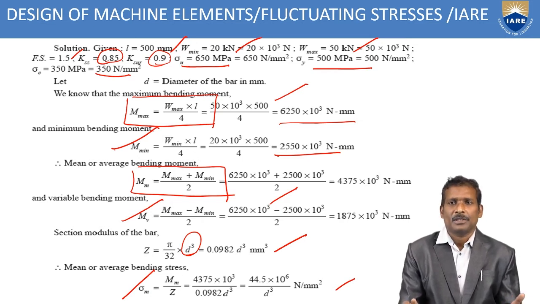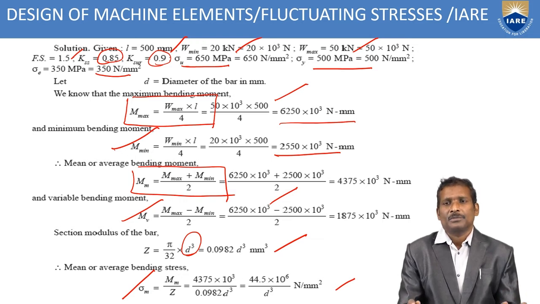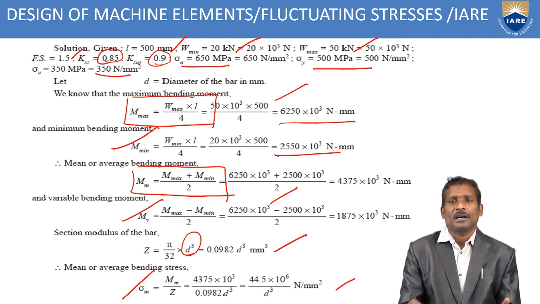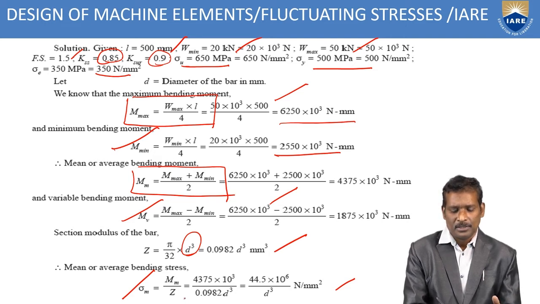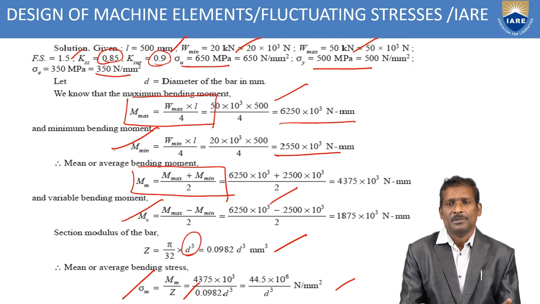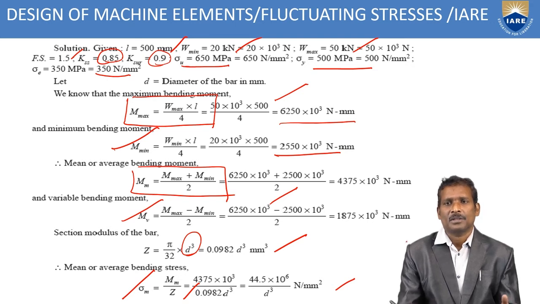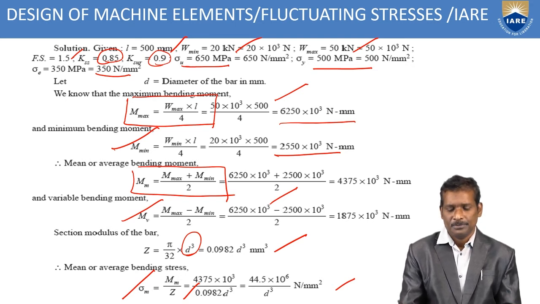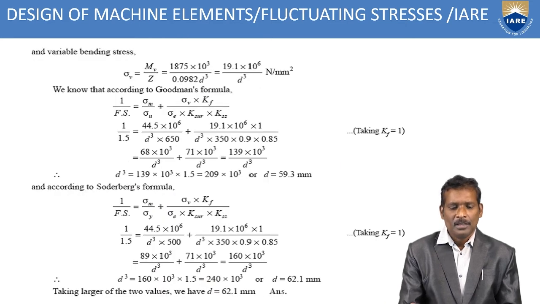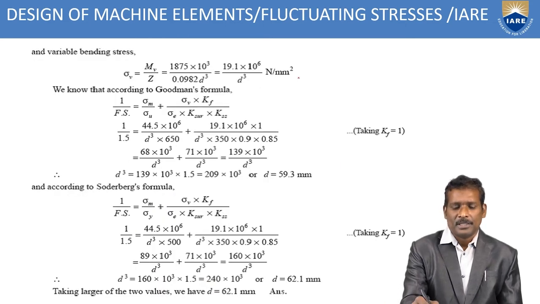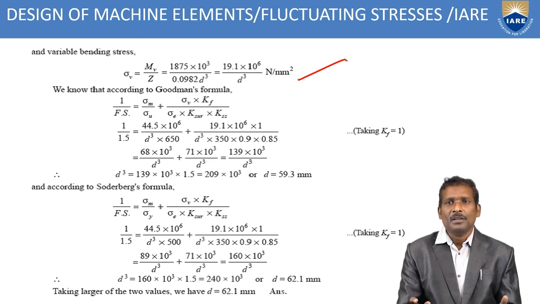For the Soderberg line method or the Goodman line method, they need the mean stress value and the variable stress value. Clear? Only then can we calculate the unknown values. So immediately calculate the bending stress value by using this empirical relation, M by Z. Already we know this; all these relations we have studied in mechanics of solids. Clear. So similarly, calculate the variable bending stress.